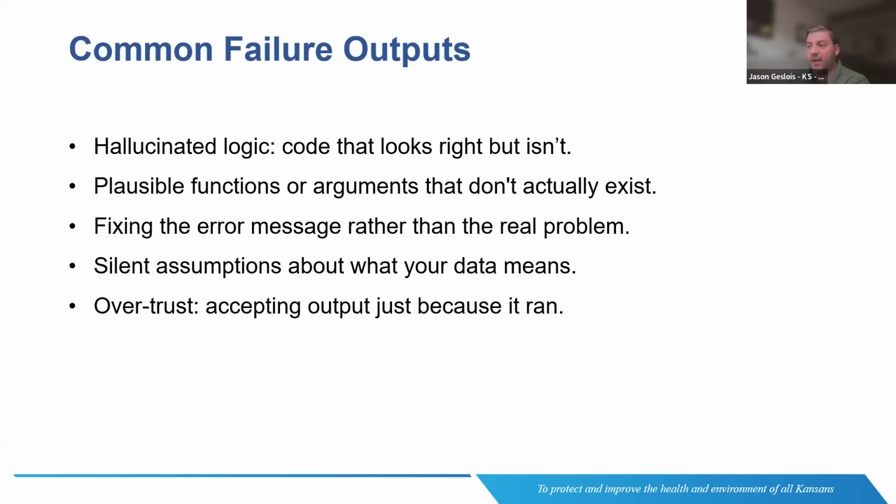Another fail point is fixing the error message instead of the real problem. So, making the red text go away without addressing why it appeared in the first place. So your code will run and won't throw an error, but it'll still fail in what you actually intended it to do. Then there are silent assumptions about your data. It may assume a column means one thing when it actually might mean another. And the biggest risk, as you all know, is overtrust. Accepting output just because it ran without error, and it ran is not the same as it's correct. And so that distinction is critical, and you should always remain skeptical and verify, like I've been saying throughout.